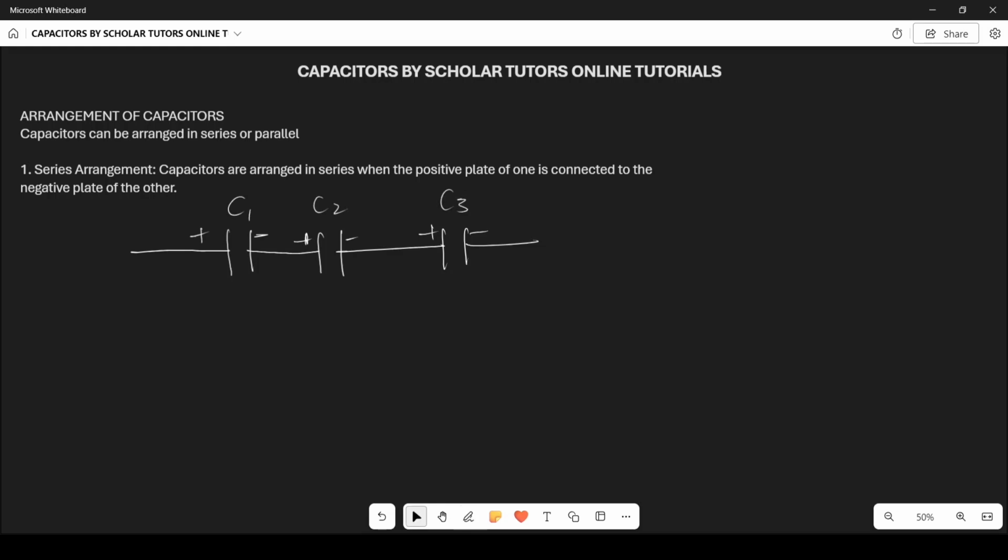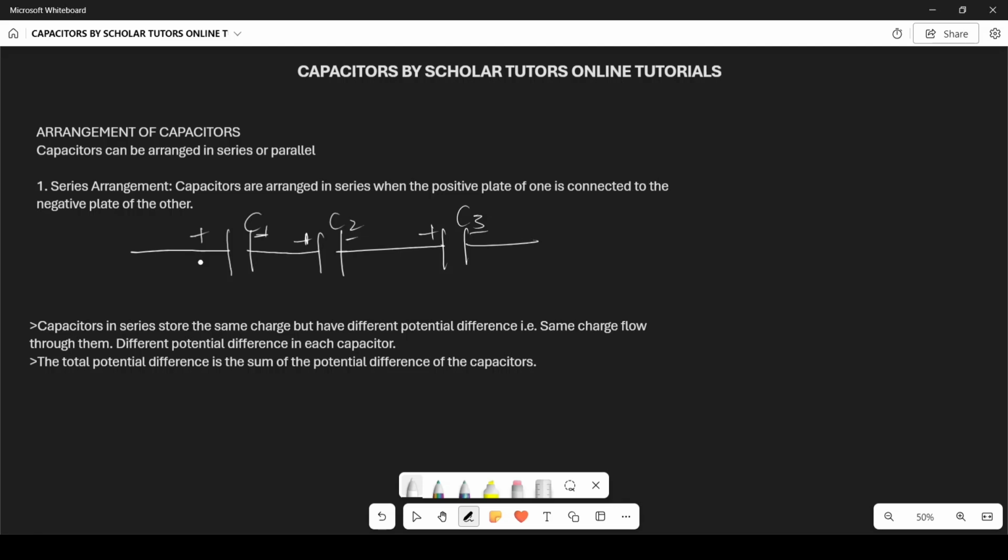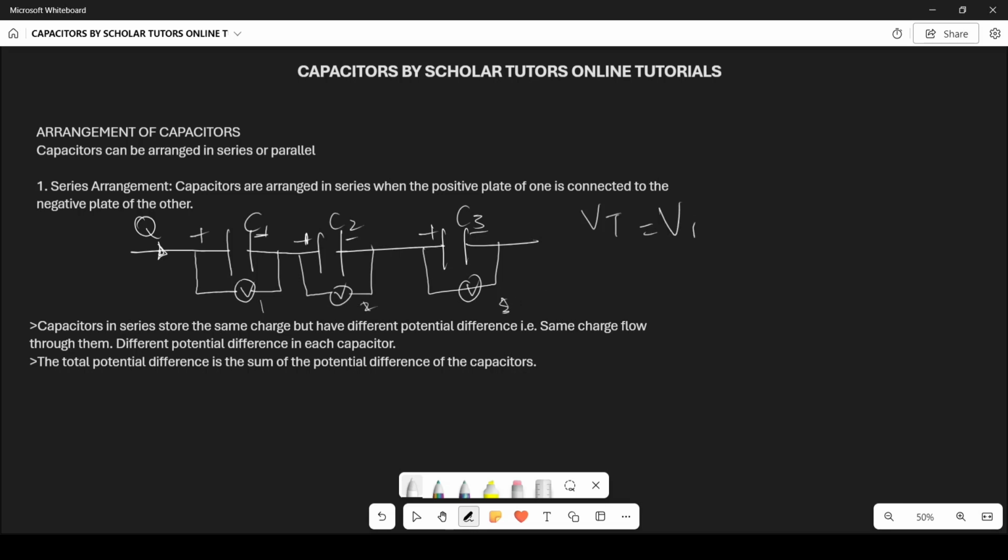Something worthy of noting is that in series arrangements, the capacitors have different potential difference. They have different V. However, they have the same quantity of charge, the same Q. To calculate the total potential difference going through these capacitors, we can say Vt is equal to, let's say these are V1, V2 and V3, V1 plus V2 plus V3.